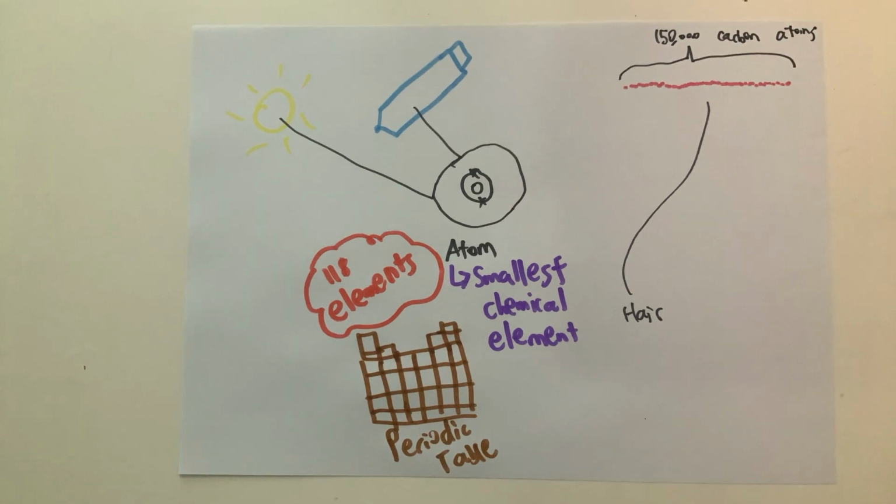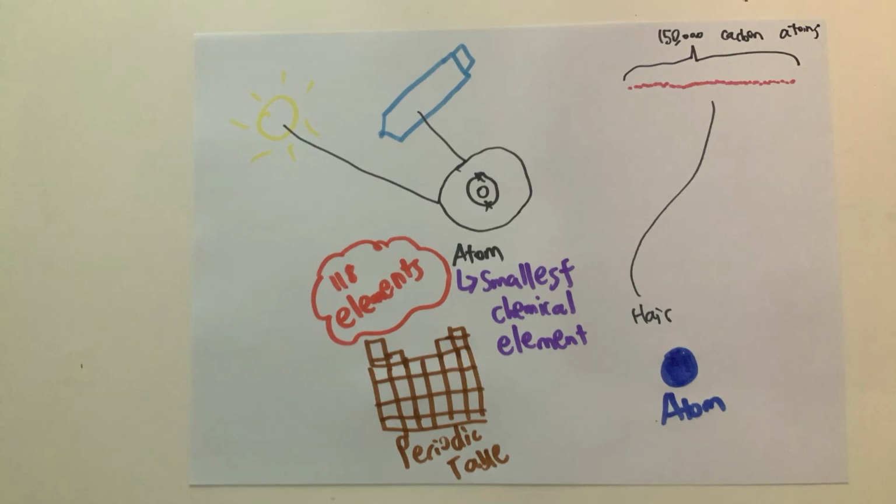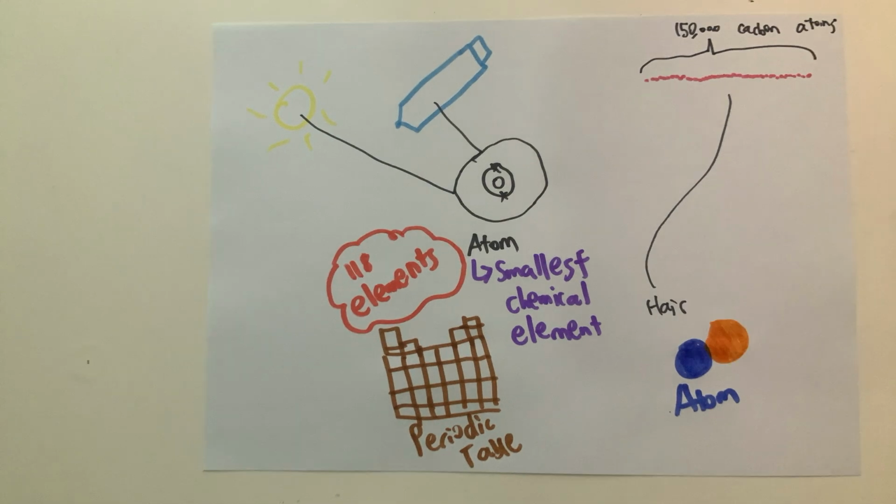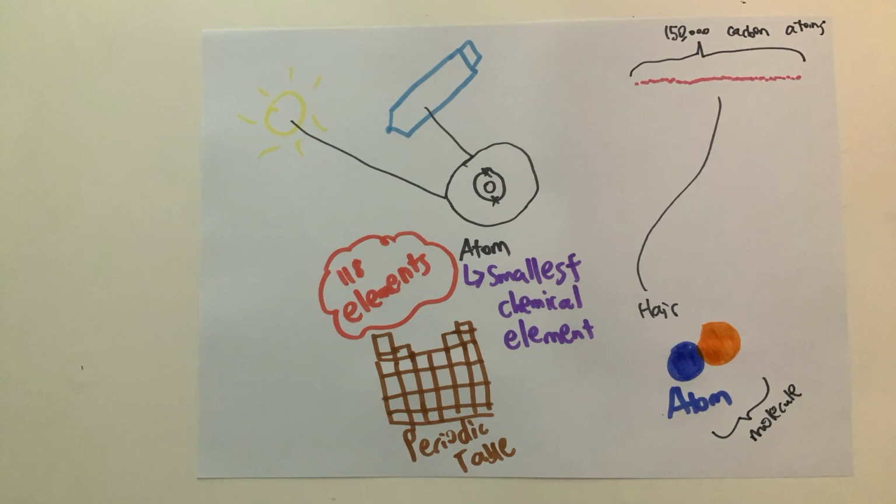Atoms are not loners, though. Together with others, they form molecules. But how do they form these molecules, and what else are atoms capable of?